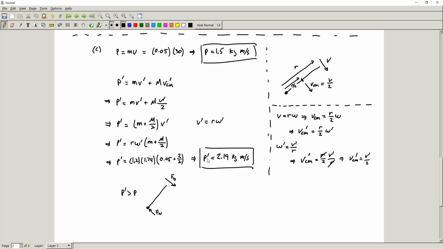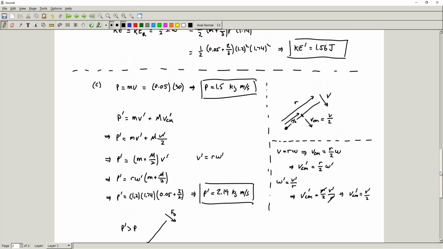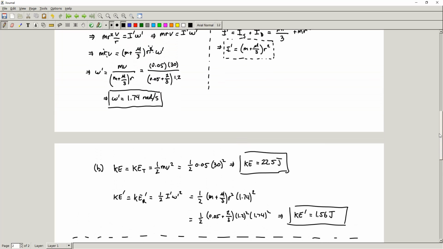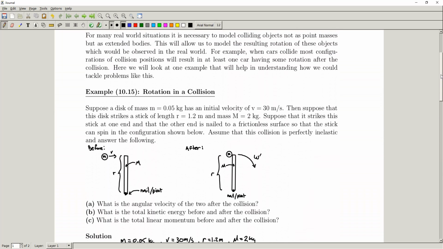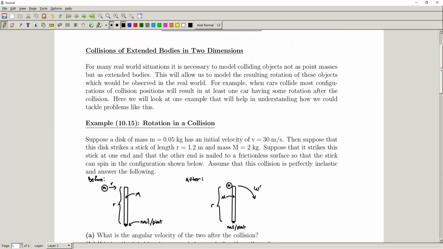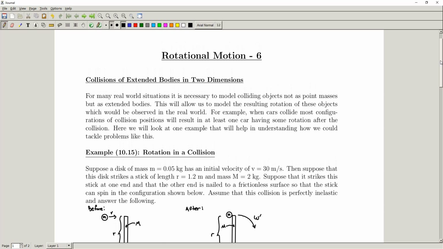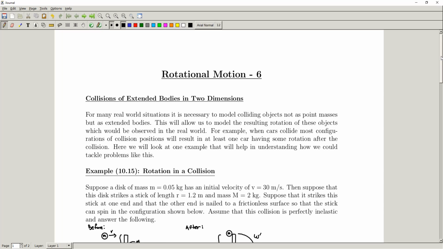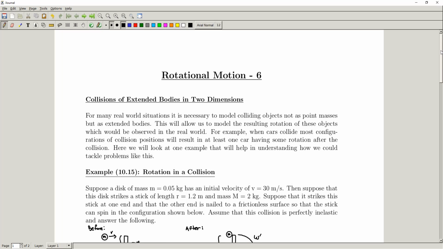And so that's basically it for this problem. There's a number of other two-dimensional rotational collision problems that we can do. I'll probably put one on the assignment, but it's a good class of problems, so make sure you can do them. Try to do some extra ones from the textbook, and that'll pretty much close it out for this set of videos. And I'll see you guys in the next one.